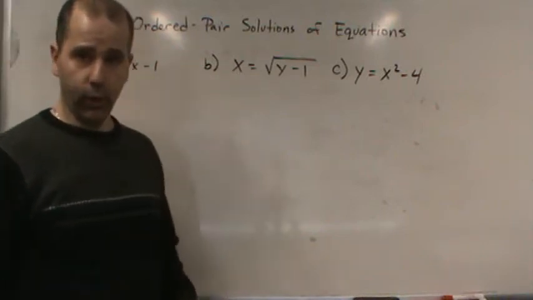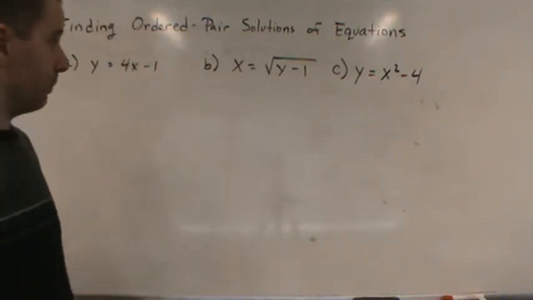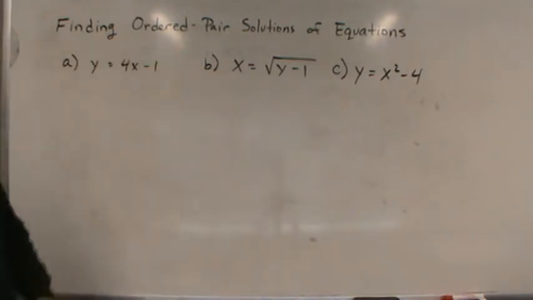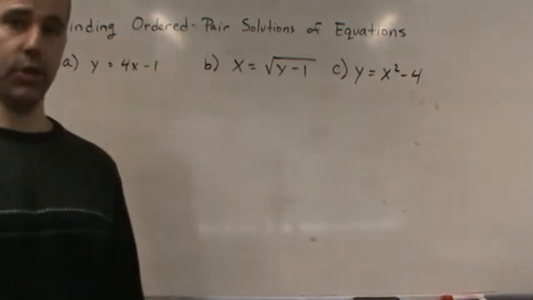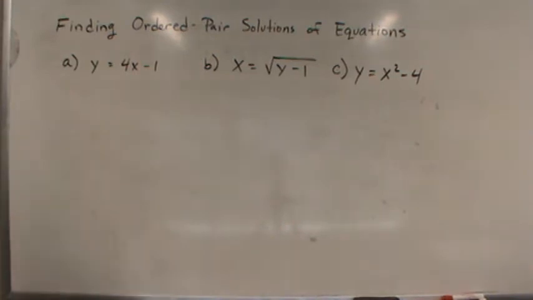Okay, so today we're going to talk about an example of finding ordered pairs of solutions of equations. And all of these equations have two variables. Okay, so these are all examples of equations with two variables. And so we want to find solutions to these. So one way is to create a table.